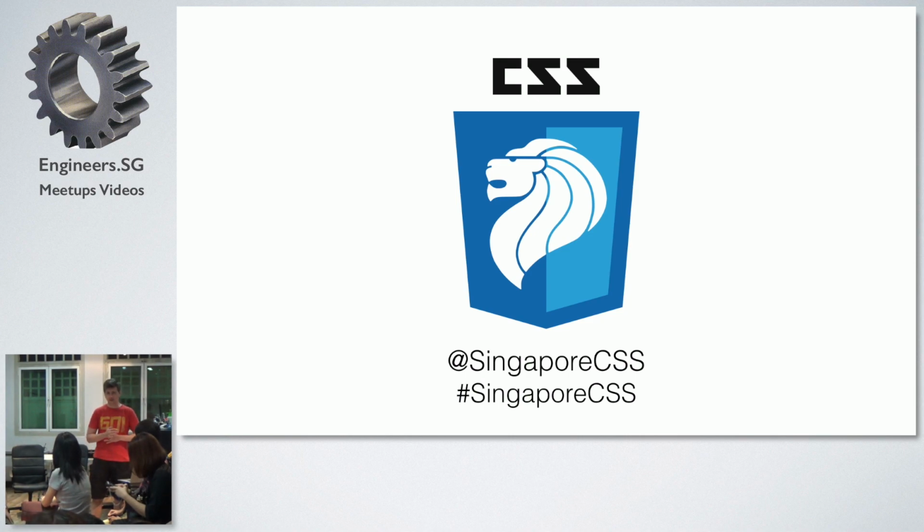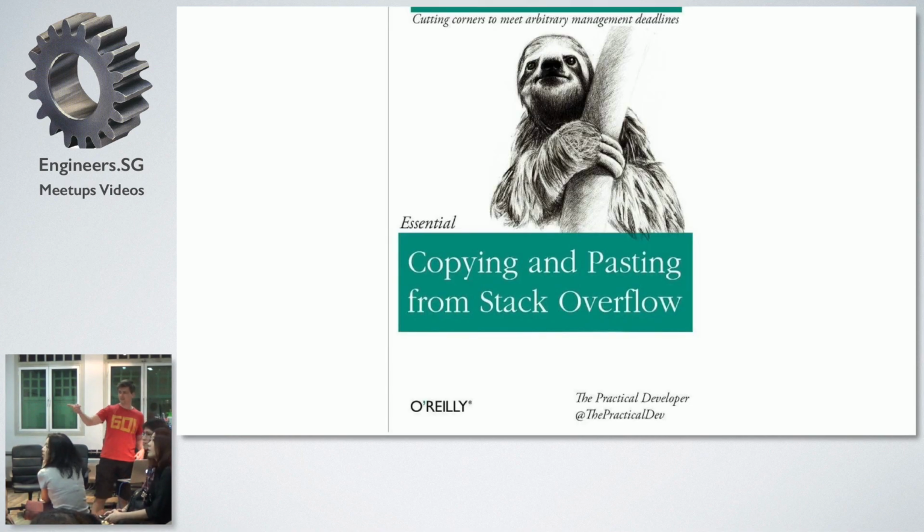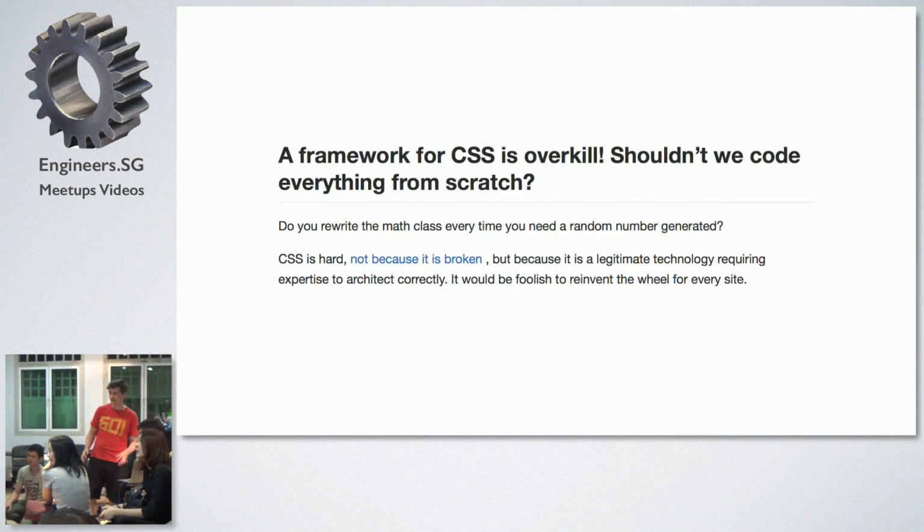CSS gets complicated quickly, as I'm sure all of you know. So a good naming structure makes a big difference, and there are lots of different patterns out there. The lazy pattern is this one, copying and pasting from Stack Overflow. But sooner or later you'll think that maybe we should have something else.